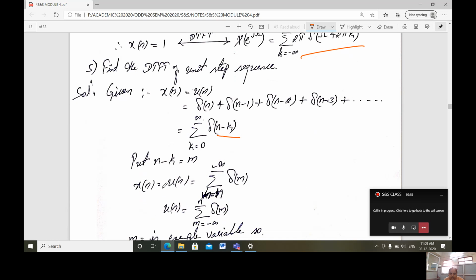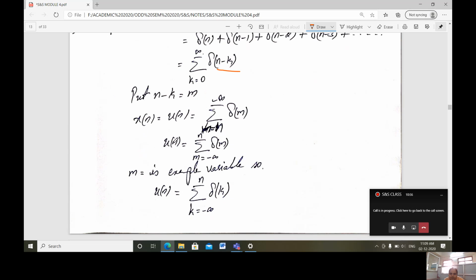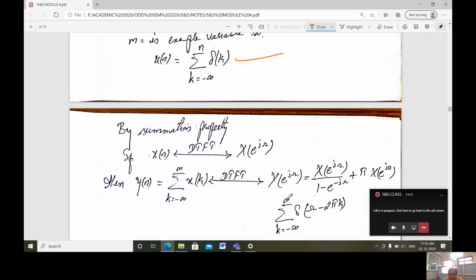Therefore, x of n is equal to u of n is equal to summation m equal to n to minus infinity delta of m. Then u of n is equal to summation m varying from minus infinity to n delta of m, where m is the dummy variable. So we can change that to u of n is equal to summation k varying from minus infinity to n delta of k, I can write.